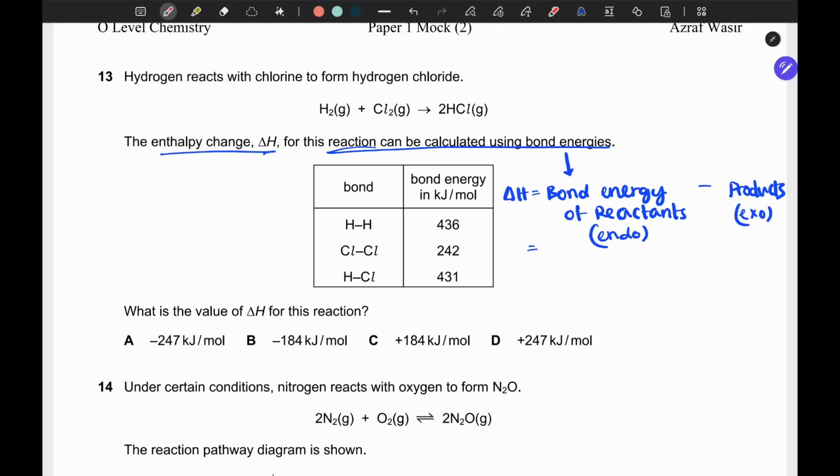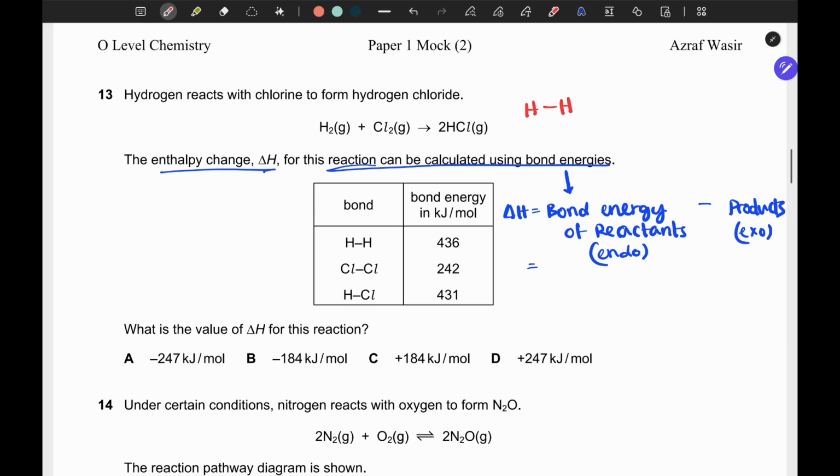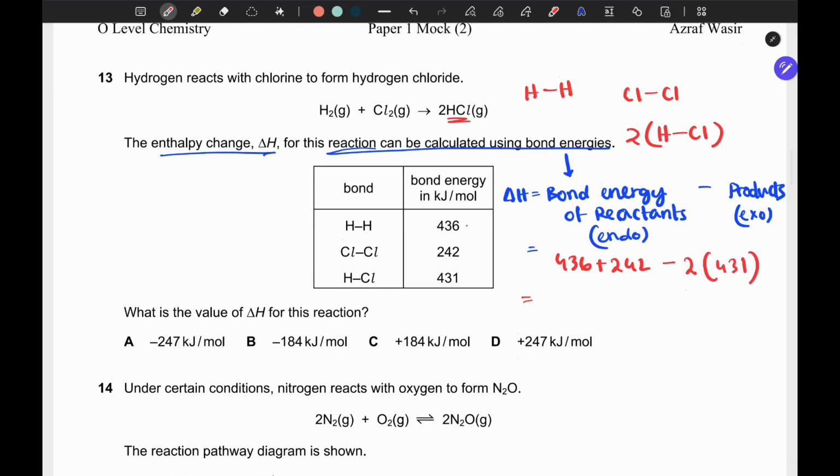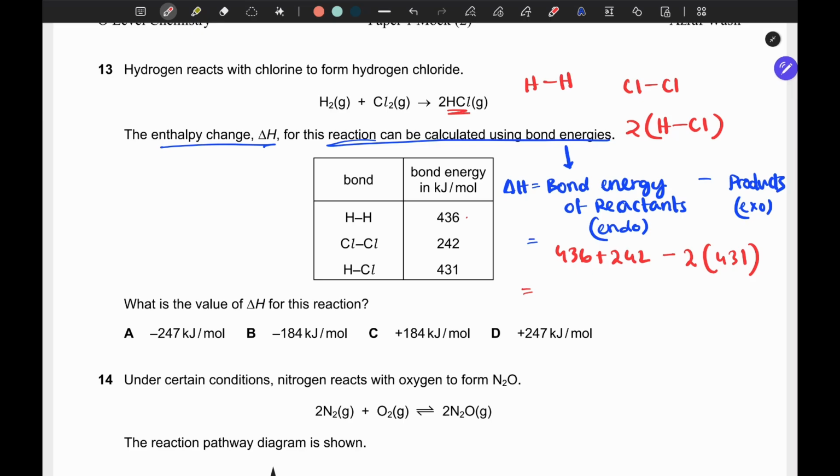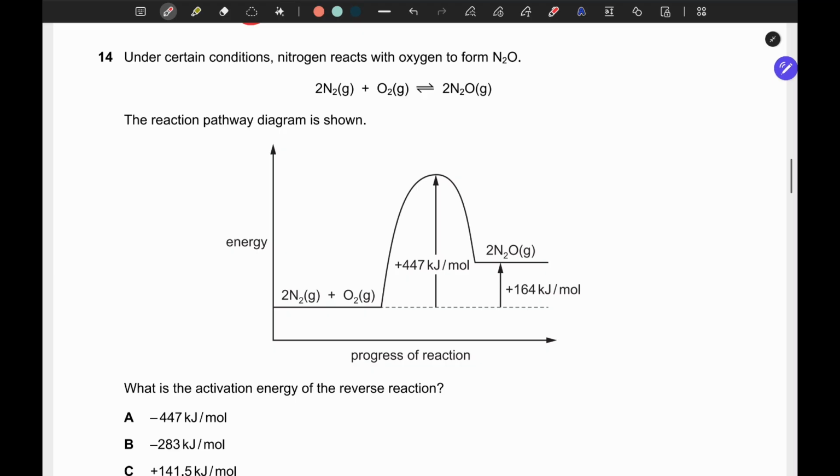So now if you were to calculate the bond energies, hydrogen has a hydrogen-hydrogen single bond, chlorine also has a chlorine-chlorine single bond, and for HCl, since we have 2 molecules of HCl, that means we have 2 hydrogen-chlorine single bonds. So the bond energy of reactants would consist of 436 and 242, and for products, it will be minus 2 times 431. So 436 plus 242 minus 2 times 431. In that case, we get minus 184 kilojoule per mole. That means it's an exothermic reaction. The answer is B.